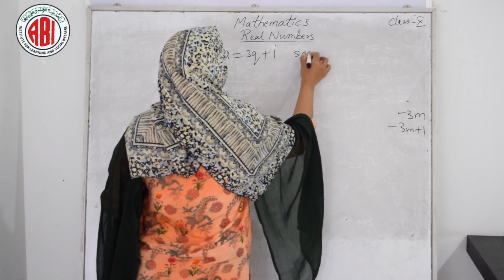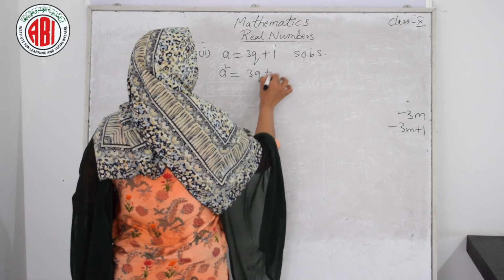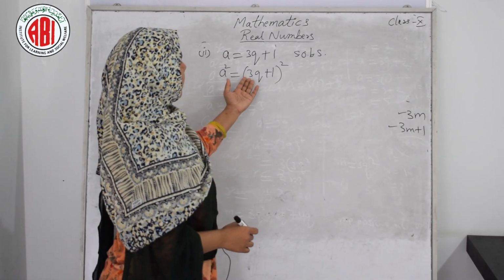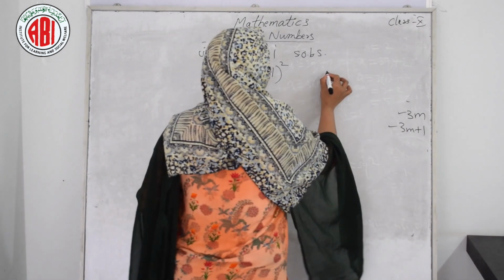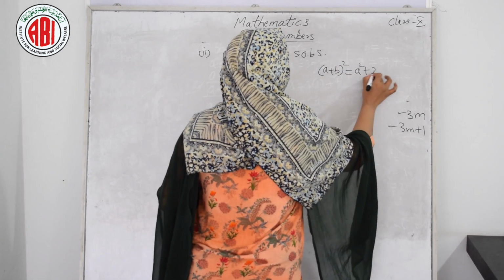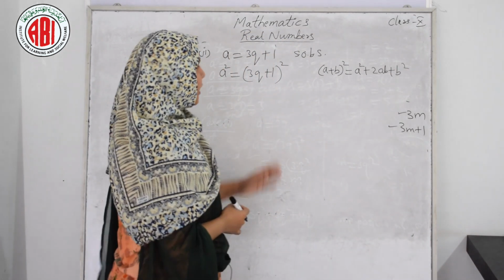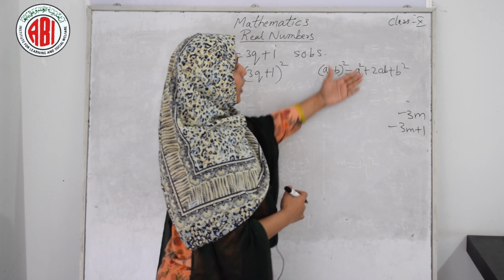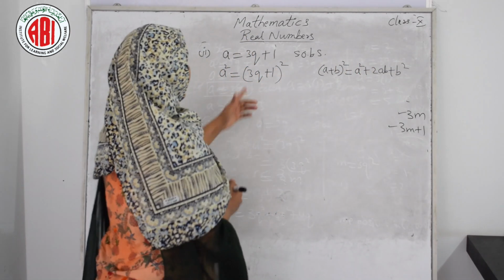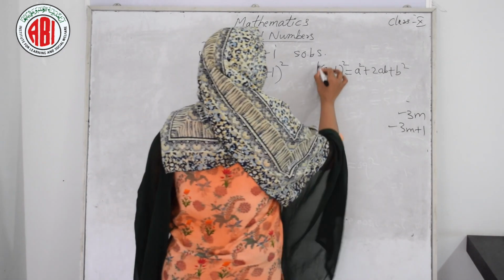Squaring on both sides, a square is equal to 3q plus 1 whole square. We are applying square here. This is the a plus b whole square form, that is a square plus 2ab plus b square. I think everyone knows this identity: a plus b whole square equals a square plus 2ab plus b square. This identity we are going to apply over here. In the place of a we have 3q, in the place of b we have 1.